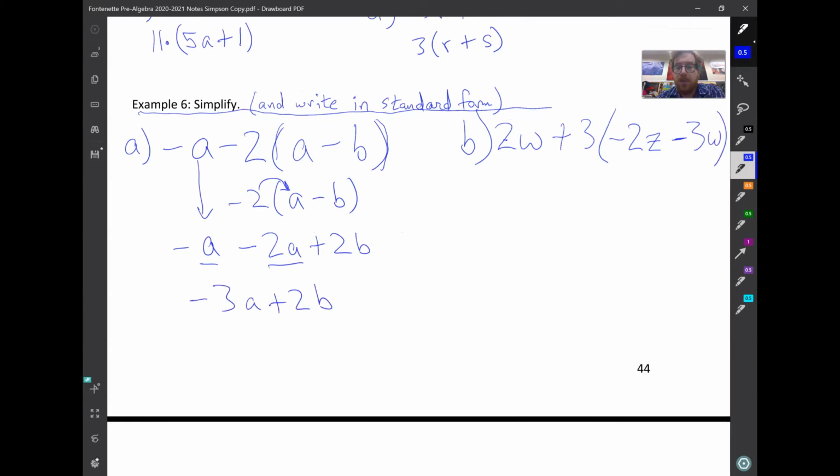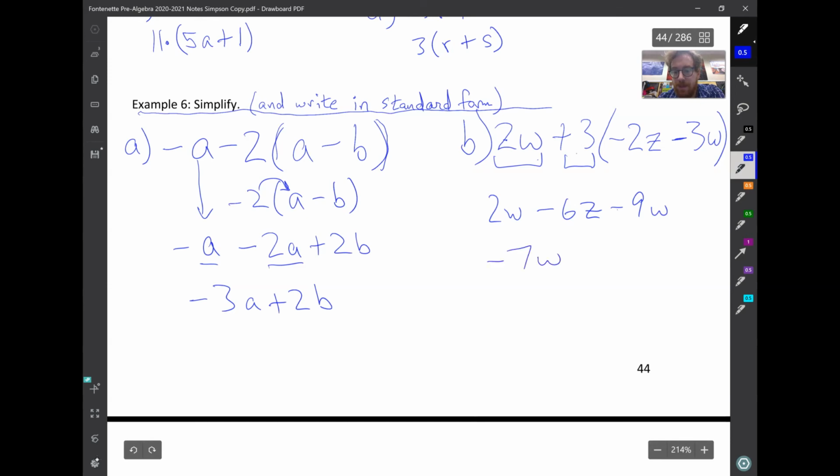Another example is 2w plus 3 times negative 2z minus 3w. So there's a bunch of numbers here, but it's the same process we've been seeing. I know that the 3 is the thing that I'm going to distribute because 2w is a separate term. That's not part of the term that's being multiplied by the parentheses. So I'm just going to bring the 2w down, and then I'm going to put 3 times negative 2z is negative 6z. 3 times negative 3w is negative 9w. And now I've got some like terms I can simplify. 2w minus 9w is negative 7w, and then minus 6z.